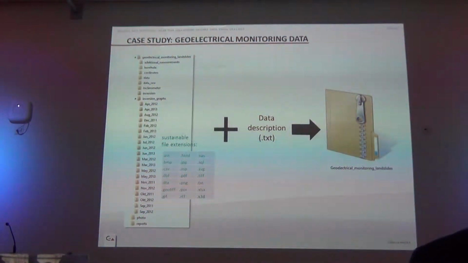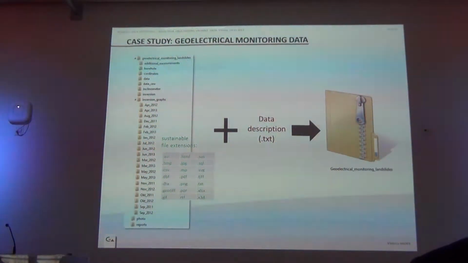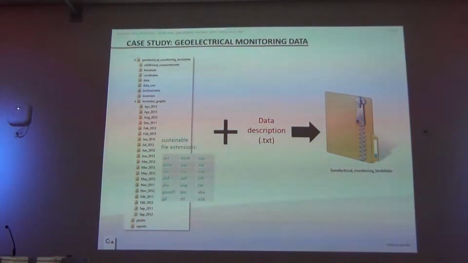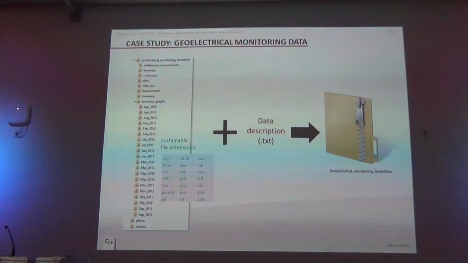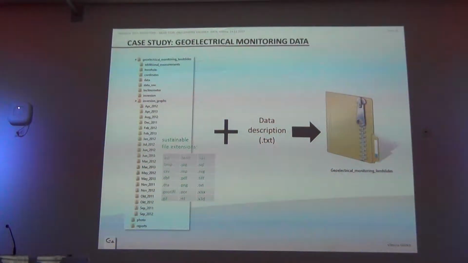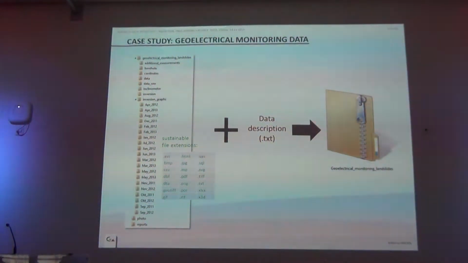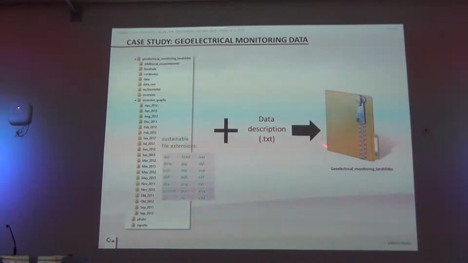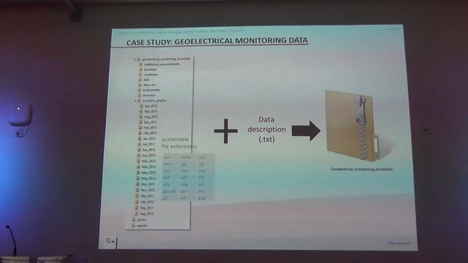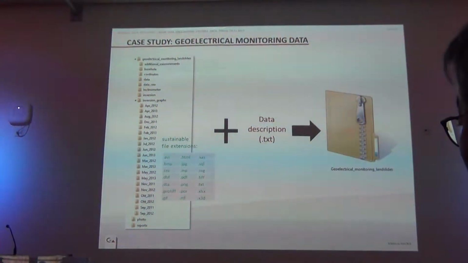So, well, after we solve this problem with the file extension, so we make sure that in this data set we only have suitable file extensions, we have to write a proper and a comprehensible data description. We put together the data, we zip the data description and the data set, we zip it. Now the data would be ready for archiving.